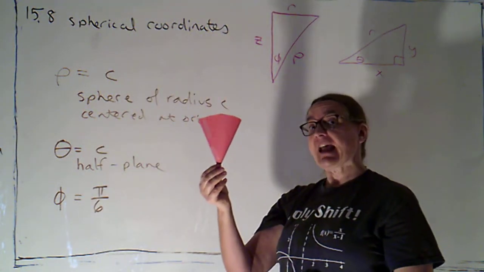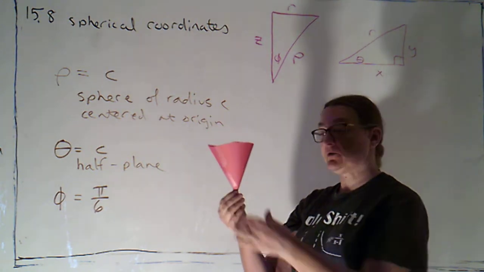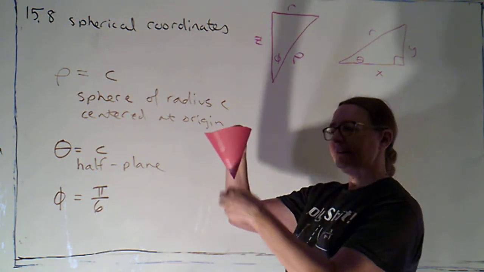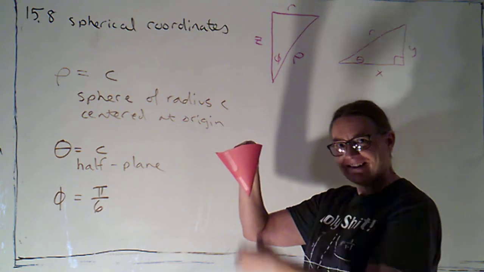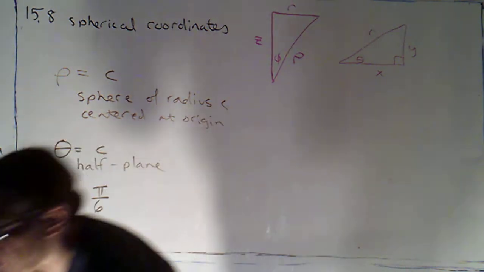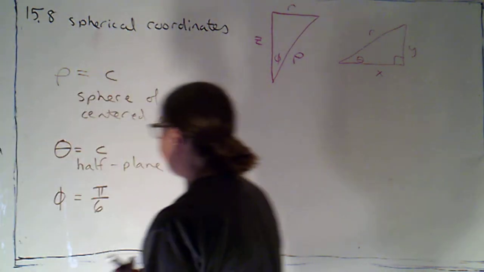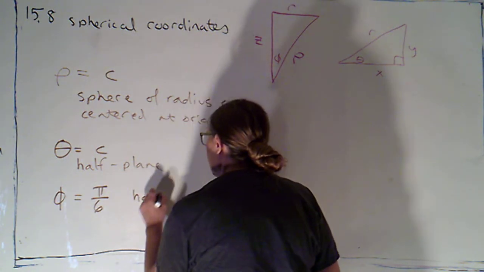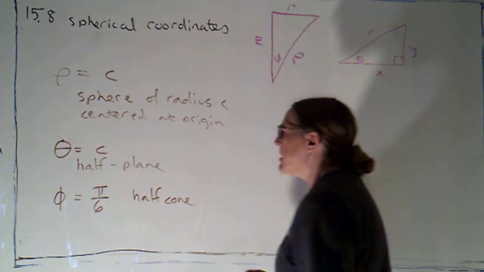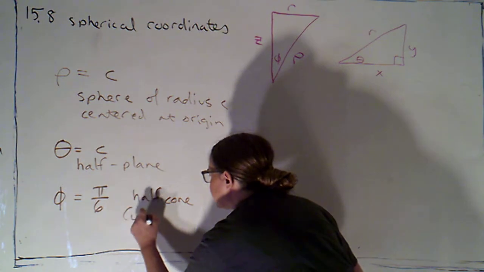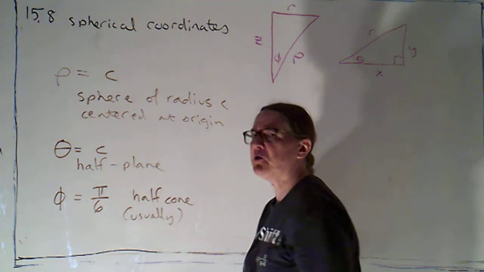Now, I'm going to call that a half cone because as we saw when we were doing quadric surfaces, if I had an elliptic cone, there would be a mirror image of this down here. So most of the time, if phi is constant, I'm going to get a half cone. But there are a few special cases, so I'm just going to say usually.